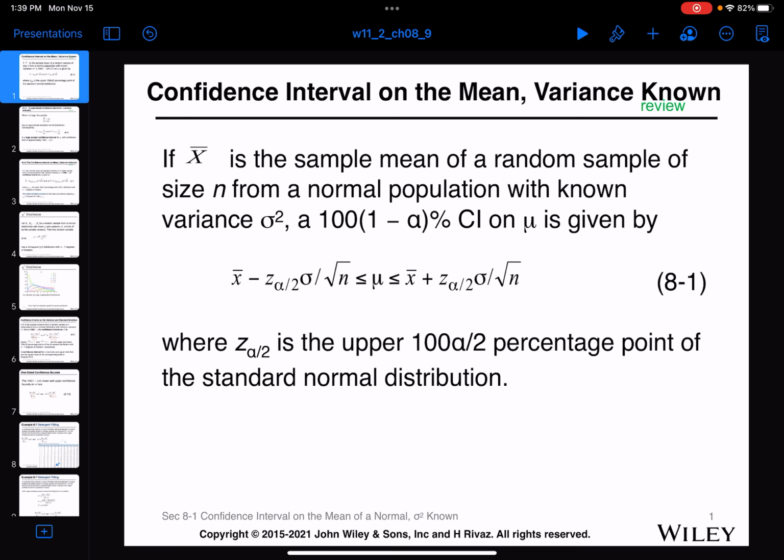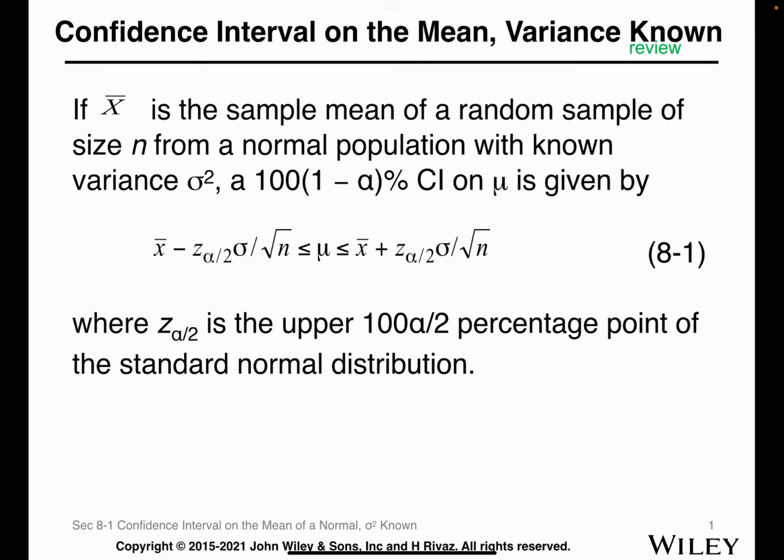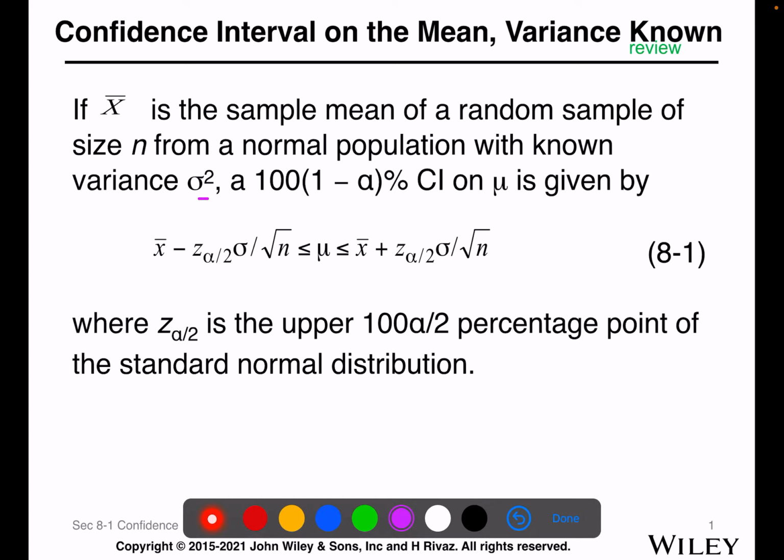Okay, so a little bit of review. If X bar is the sample mean of a random sample of size n from a normal population with known variance sigma squared, a 100 times 1 minus alpha % confidence interval on mu is given by this equation, right? So here, since we know sigma squared, we use sigma here and we use Z, which means normal distribution.